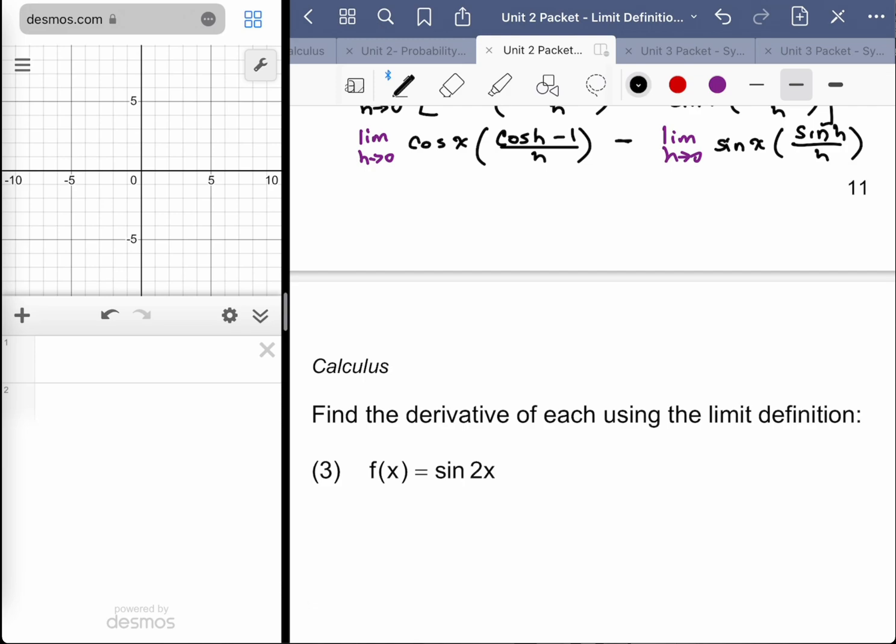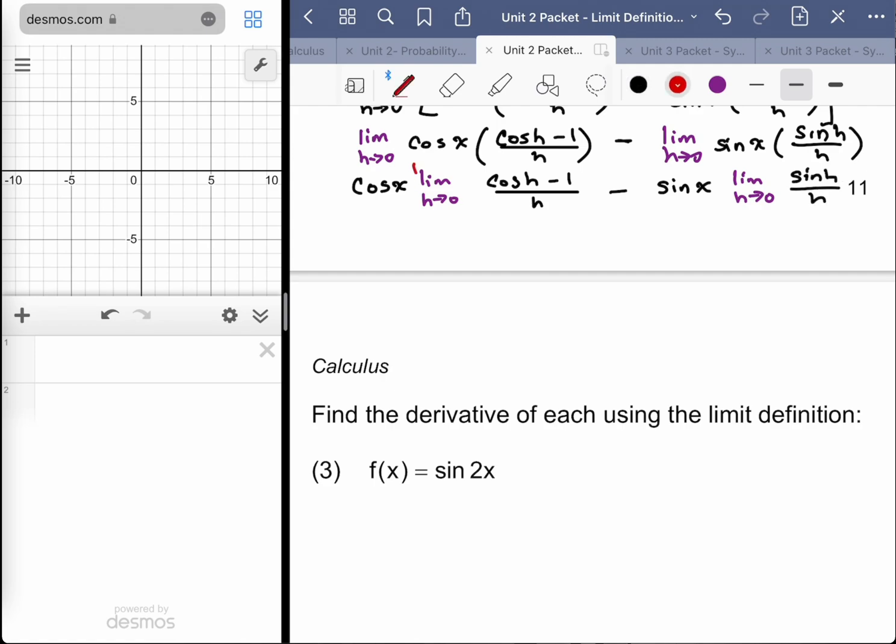Now we can factor out the cosine x from the first limit, and we can factor out the sine of x from the second limit. The reason we can do that is because neither of those factors has an h in it. They don't need to be part of the limit where h is approaching 0. So we're talking cosine of x times the limit as h approaches 0 of cosine h minus 1 over h, minus sine of x times the limit as h approaches 0 of sine h over h.